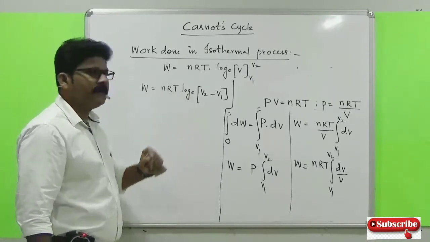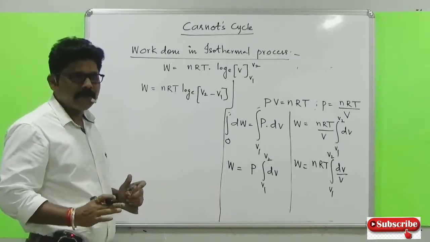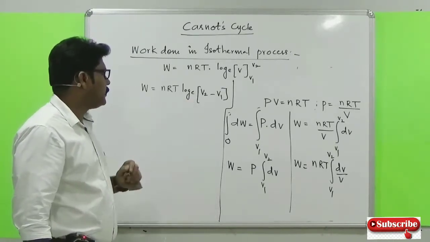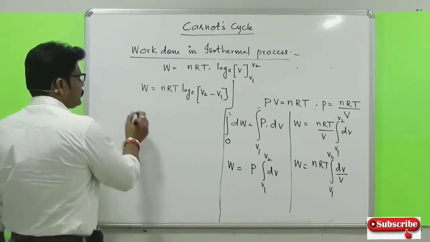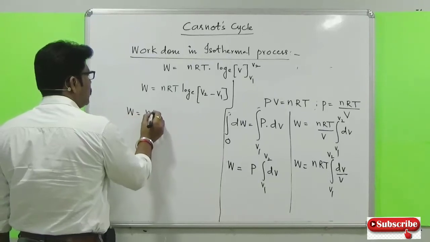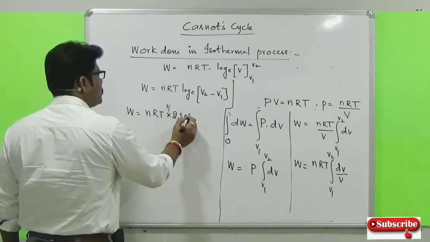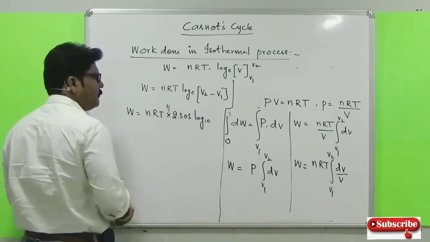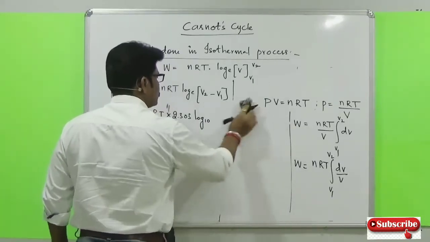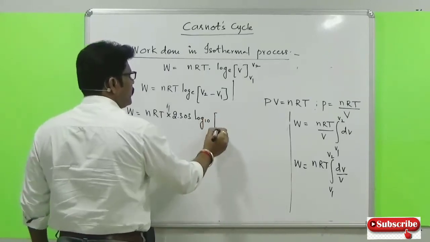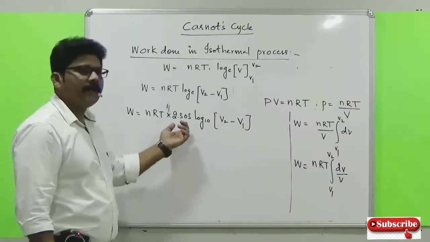देखो इधर base e है. Base e को निकाल देना. We have to remove that base e. कैसे निकालना? देखो ये base e निकालने के लिए हम क्या कर सकते हैं इधर? We can make it as that one. W equals to nRT. This has to be multiplied with 2.303 log of base 10, V2 minus V1.